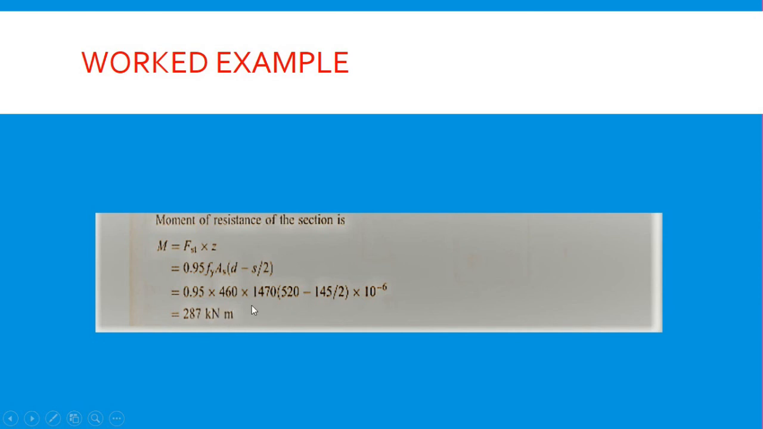So you get the moment of resistance of the section being 287 kilonewton-meters. Thank you for watching, this is the end of the tutorial.